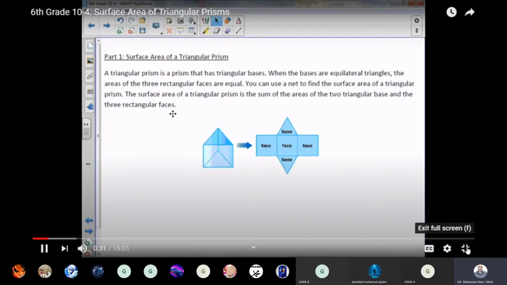The surface area of a triangular prism is the sum of the areas of the two triangular bases and the three rectangular faces. So if we unfold this triangular prism, we get this net. You have two bases that are congruent and three faces. The three faces aren't always congruent, but they can be.